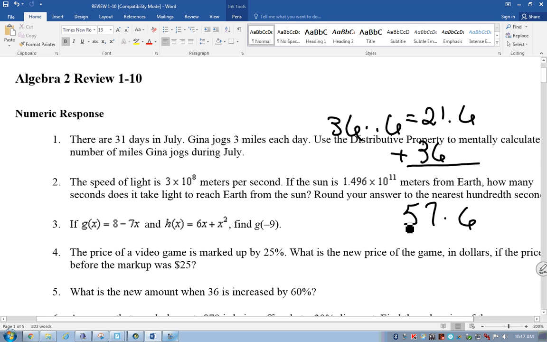Now, if I am increasing something by a certain amount, and I want to know what the end amount is going to be, this will work every time. It will even work with a decrease of 60%. A decrease of 60% here would have been just the 21.6. If something was 60% off, we would be decreasing it by 21.6, so we'd have to subtract it: 36 minus 21.6. That makes sense? Was 57.6 the correct answer?